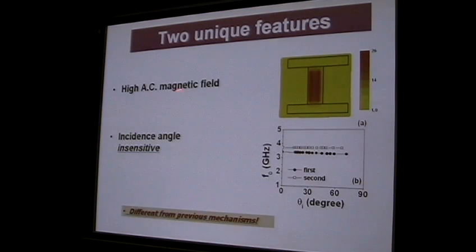We found two unique features of this total transparency. The first one is that it is almost always accompanied by a high magnetic field. Another one is more interesting. We found that this high transmission peak frequency is quite insensitive to the incident angle. And this makes our structure quite different from the previous mechanism, for example, the SP resonance.